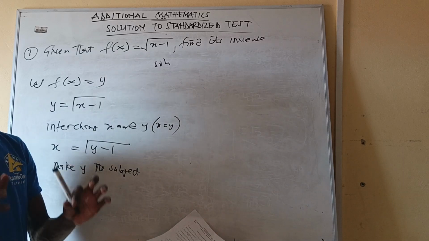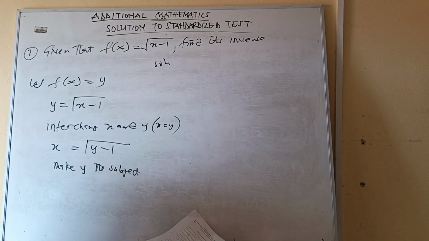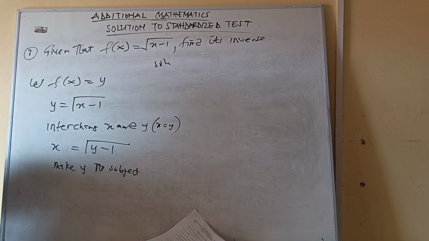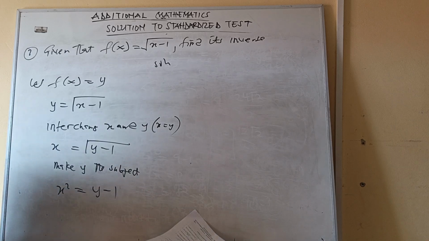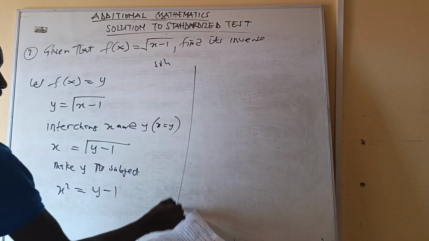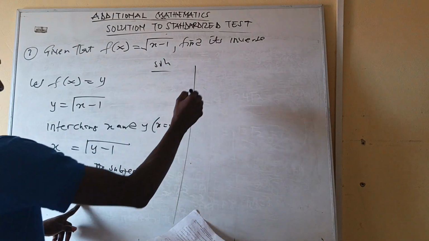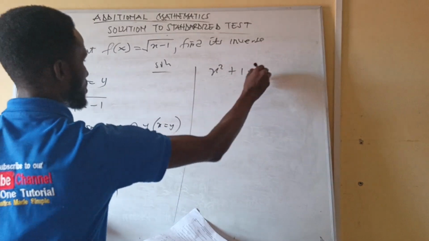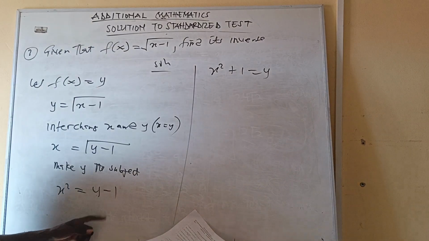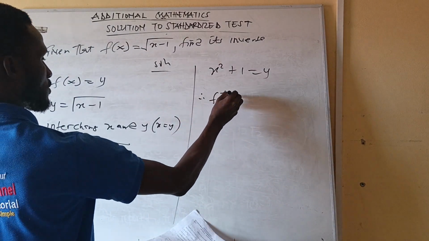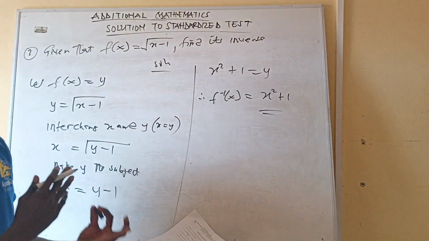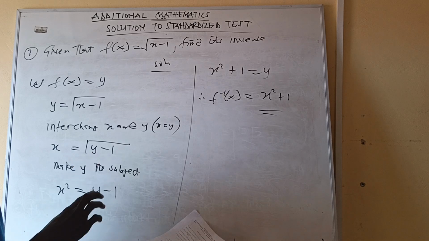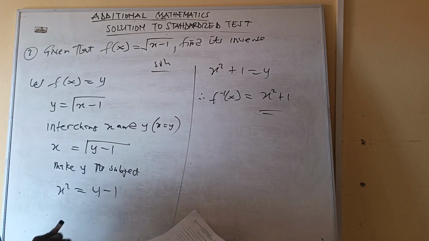The moment you make y the subject, that's the inverse. It is so simple. Now let's make y the subject. We need to square both sides, squaring this one to cancel the root, so we're going to have x squared plus 1 is equal to y. Therefore, the inverse of f of x is equal to x squared plus 1. It is simple like that: you interchange the variables, you make y the subject. That is all.